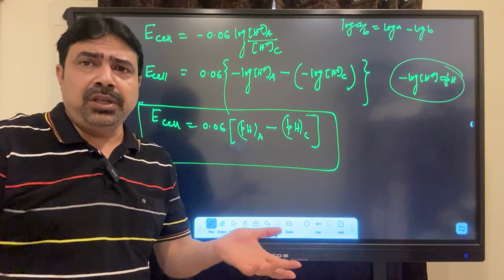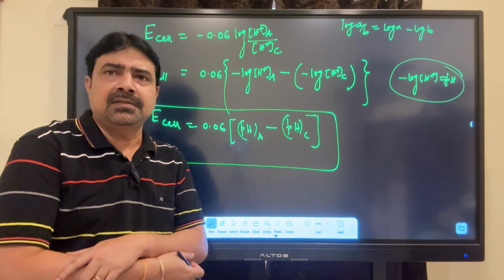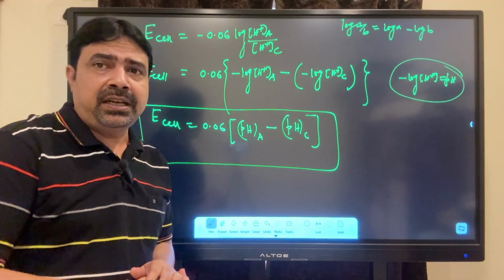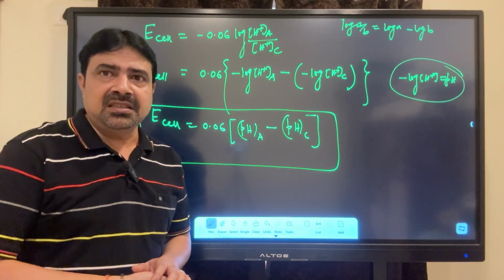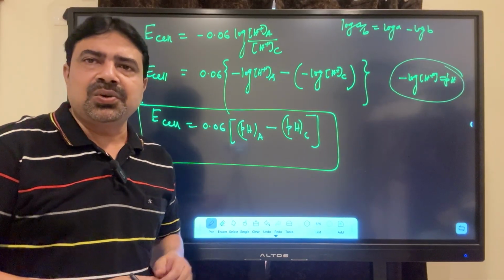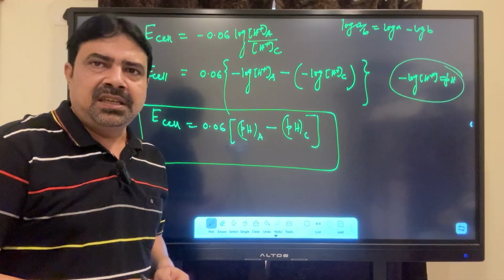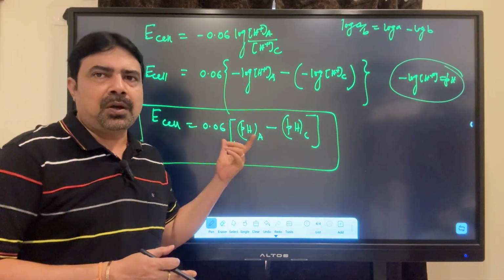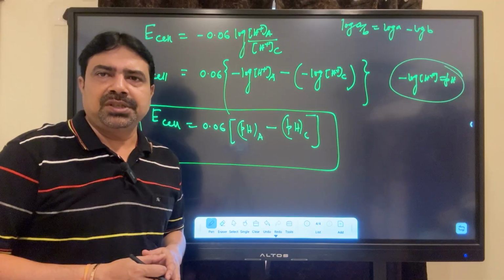Now they can give you a different way of problem. Instead of H plus, they can give you a weak acid, and for a weak acid you know how to find out the H plus concentration. H plus concentration will be equals to C alpha, where alpha equals under root of Ka by C. That way also we can go and we can explain different model problems based on that hydrogen electrode.